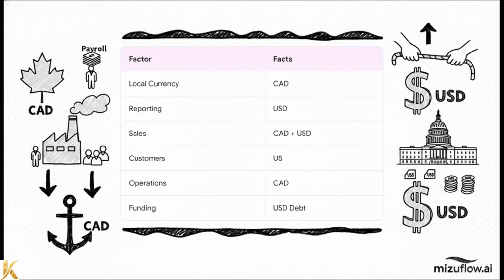Meanwhile, ownership is US private equity and funding is mostly USD debt with just some CAD lines of credit sprinkled in. Do you see the problem here? We have a massive split. The ownership, reporting, and customer base are pulling us hard towards the US dollar, while the ground-level operations and costs are totally anchoring us to the Canadian dollar.